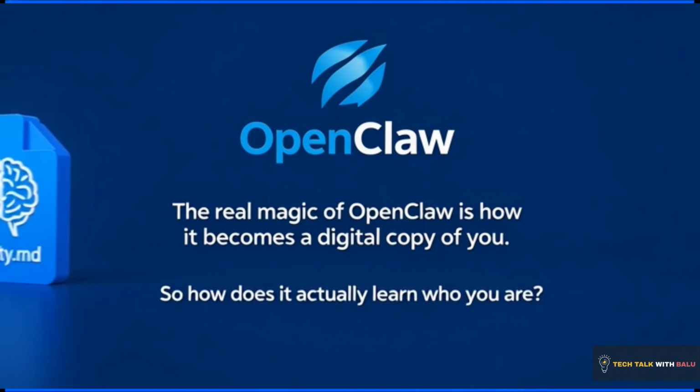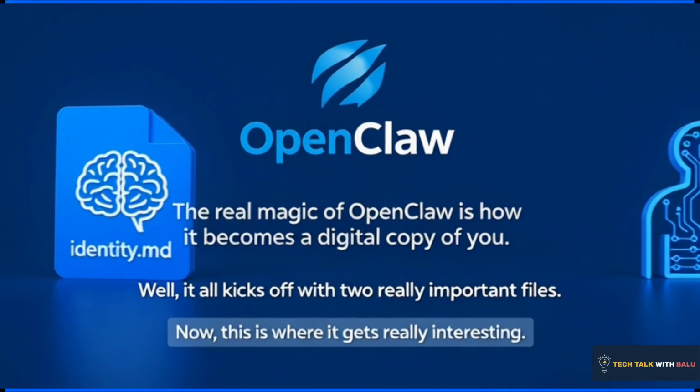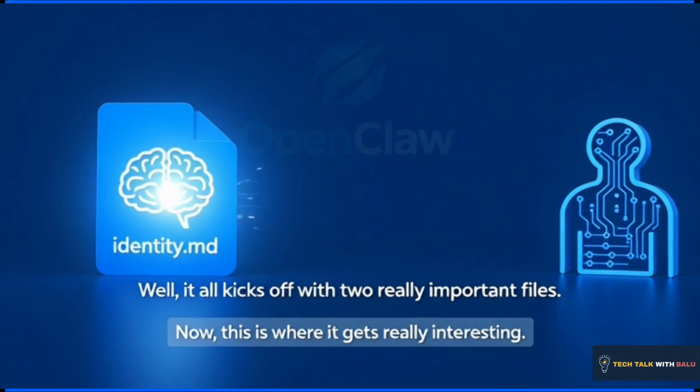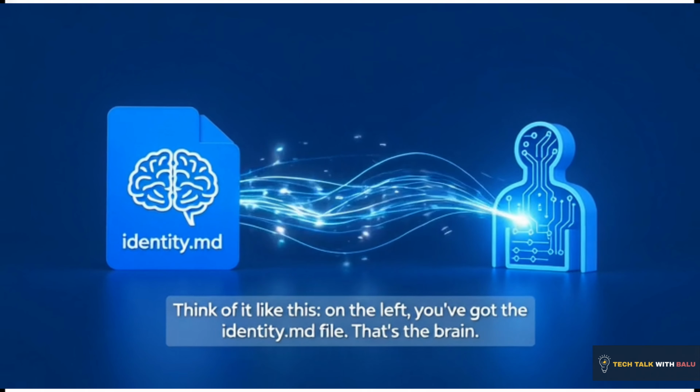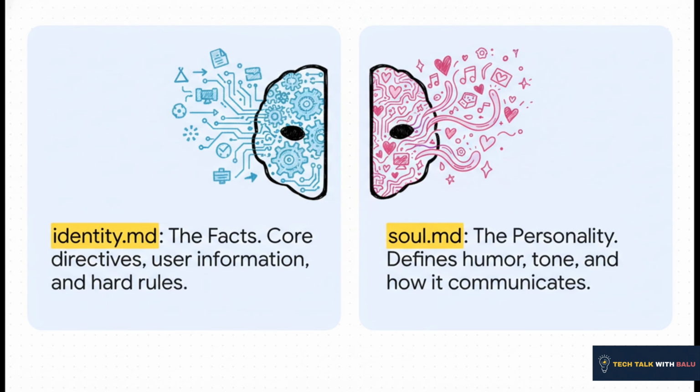So this isn't just another Siri or Alexa. The real magic of OpenClaw is how it becomes a digital copy of you. So how does it actually learn who you are? Well, it all kicks off with two really important files. Now, this is where it gets really interesting. Think of it like this. On the left, you've got the identity.md file. That's the brain. It's all the facts, who you are, your job, hard and fast rules it has to follow.